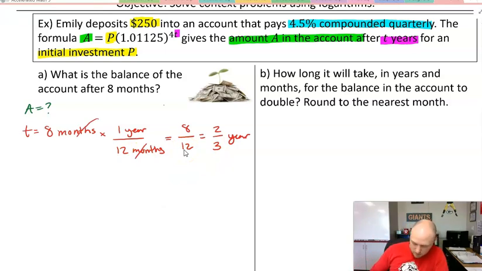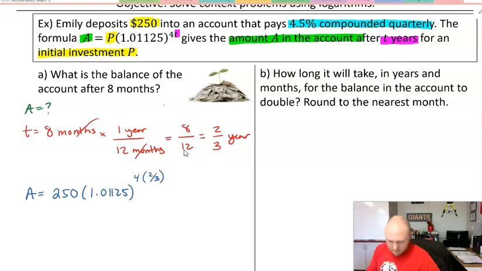All right, so let's go ahead, and this one just seems pretty straightforward. They're going to ask us to compute. So A, the amount in the account, is equal to the principal, 250 times 1.01125 to the power of 4 times 2/3. Okay? So I am going to enter this into my calculator.